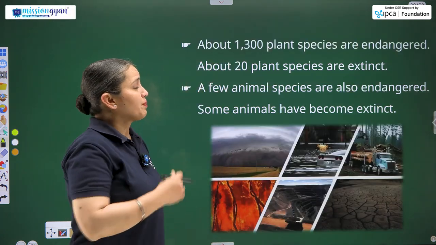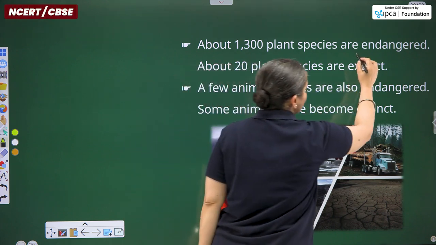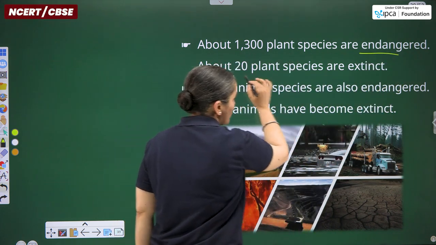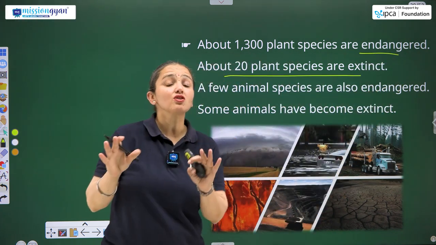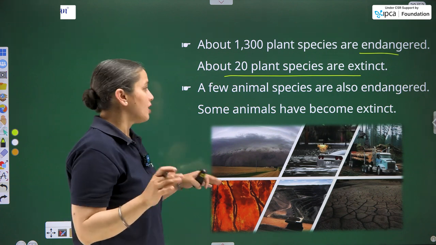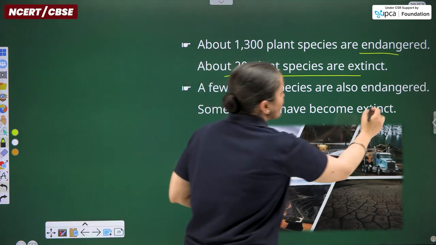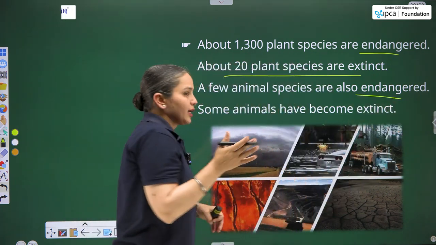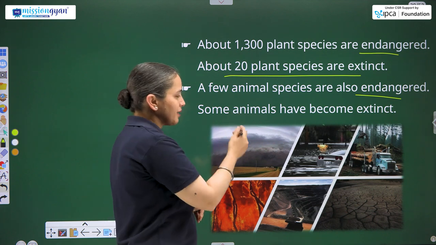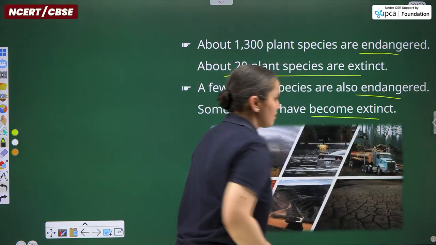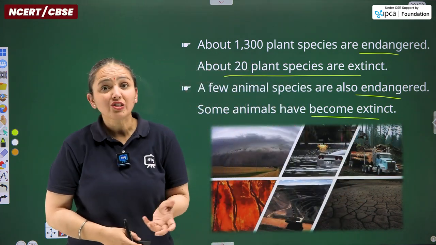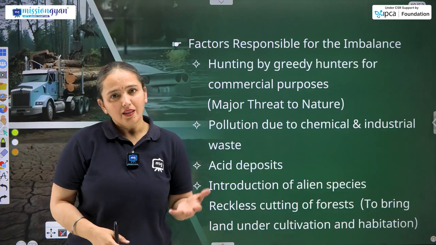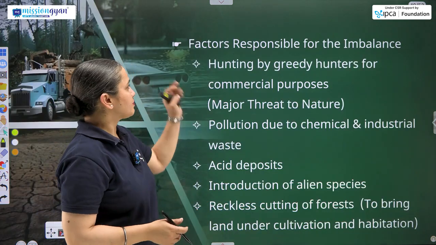About 1300 plant species are endangered and about 20 plant species are already extinct from the Indian subcontinent. A few animal species are also endangered, like the Asiatic lion, and some animals have already become extinct. Likewise, vultures are not commonly seen anymore.